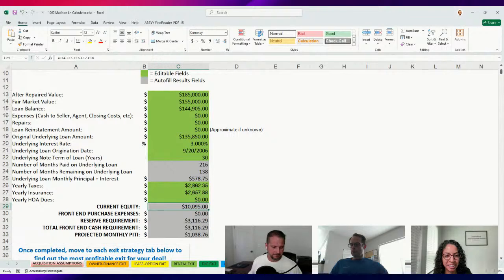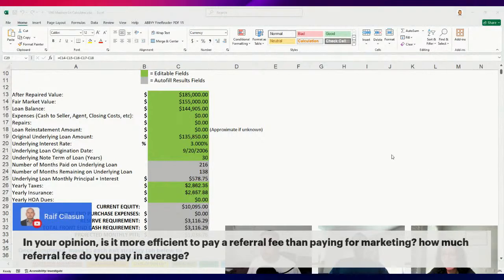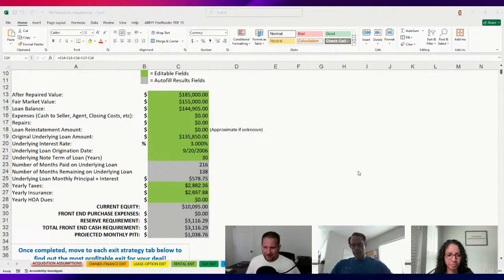Perfect. Thank you for that explanation. And we also have a quick question from Rafe. In your opinion, is it more efficient to pay a referral fee, say to a wholesaler, than paying for marketing, like your own lead generation pipeline? And is there an average that you would pay for a referral fee? That's a touchy subject. Yeah, that's definitely tough. We have very different opinions on this, so you go first, Jeff.